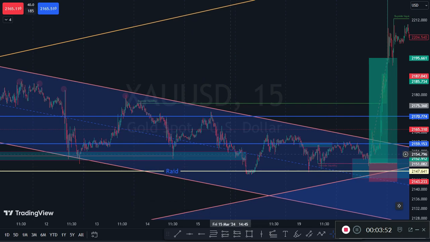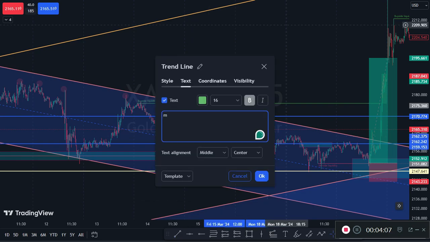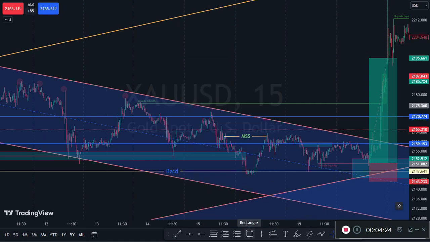All right, so this is the raid right here. So the swing high before that raid is this particular one. We also have this other swing high too. So price breaks both of them at this point. So that is our market structure shift.